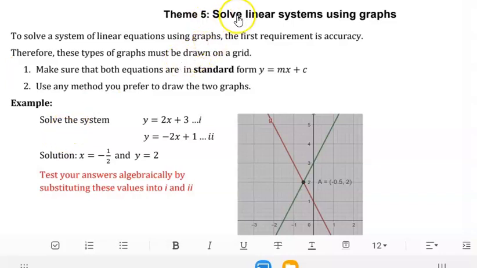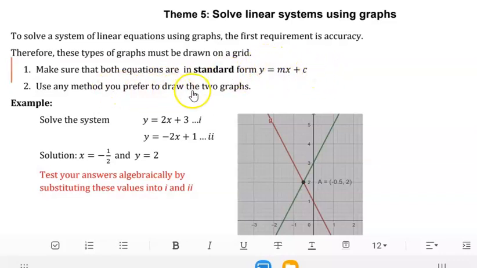If you want to solve a system of linear equations using graphs, the first requirement is accuracy. So we need a grid so we can read it off accurately, and we can write both of them in standard form, and you can use any method to draw the two graphs. The fact that you have to write it in standard form, like in the double intercept method, is not always required.